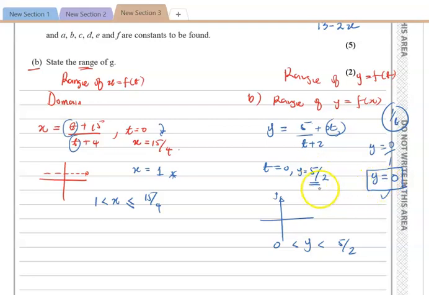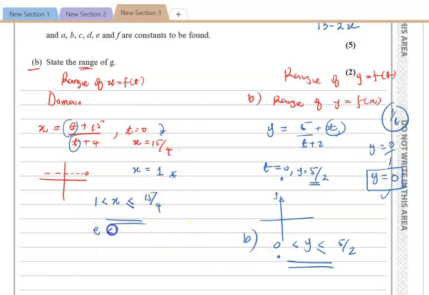But the 5 over 2, you got it when you substitute in what? When you substitute in t is equal to 0. That means this is equal to 0. But this one is not possible because it's just the asymptote. That's how you get your domain and your range. So this is the answer for B, and this is the E.